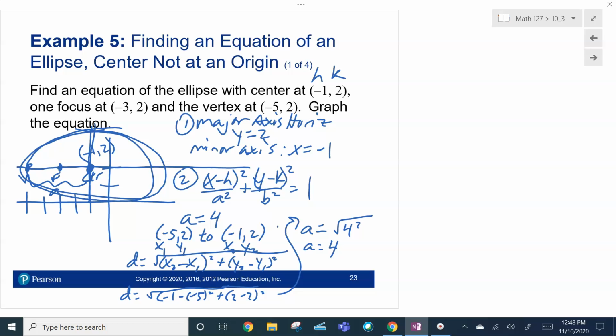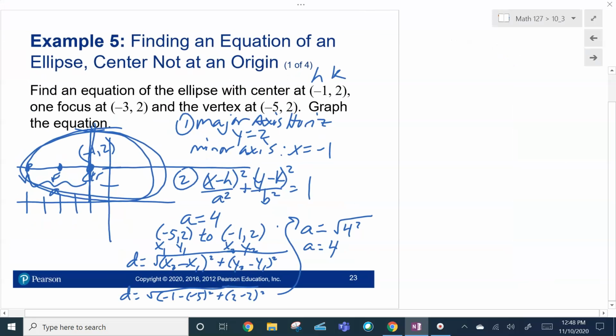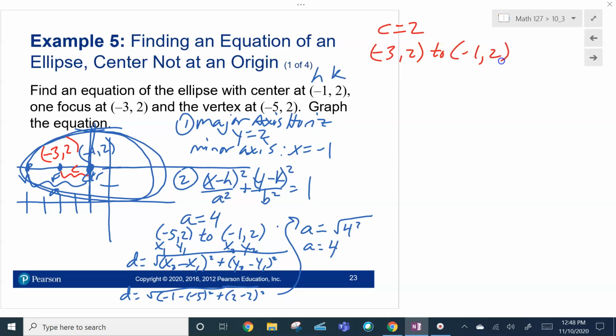And then our c, the distance from the focus to the center, so from (-1, 2) to (-3, 2). I know we can just count it. It's just 2, so c is a distance of 2. But again, that's the distance from (-3, 2) to (-1, 2) if you want to use the distance formula between two points. So that's numbers 1 and 2, and I'm going to do this as part of number 3.